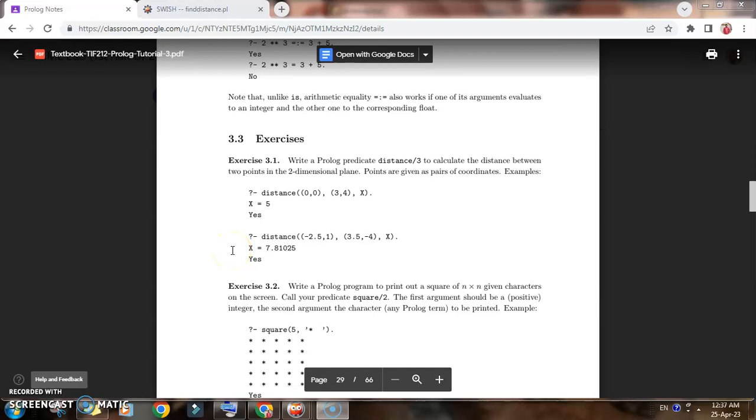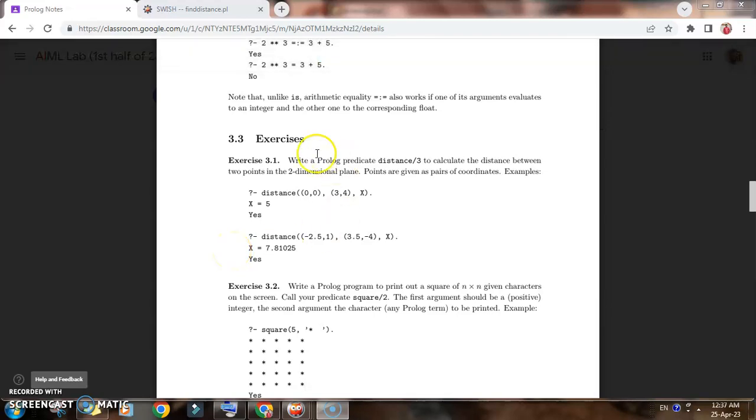Welcome back, students. In today's tutorial we are going to solve this exercise to calculate the distance between 2 points in a two-dimensional plane. At the same time, we will use a formula for the three-dimensional plane also. So both kinds of problems we are going to solve.